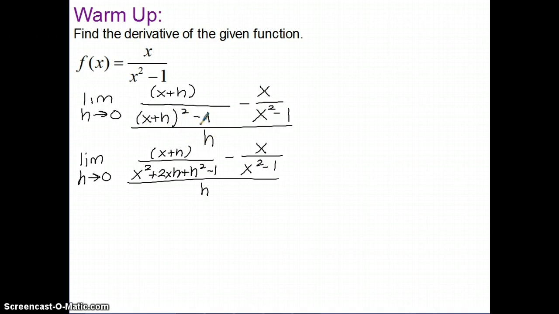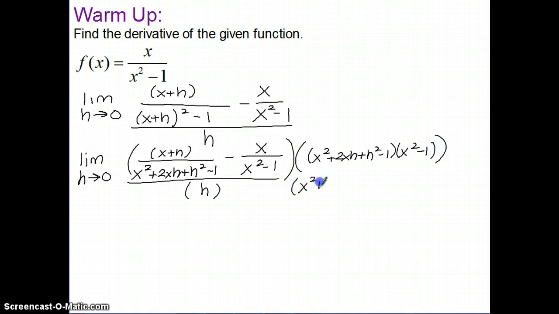As I walked around, I saw some of you did the top, but you forgot to put this stuff down in the bottom, and then you missed the whole denominator of your derivative. So the top and the bottom get multiplied by the common denominator, which is going to be x squared plus 2xh plus h squared minus 1 times x squared minus 1. And same in the bottom.